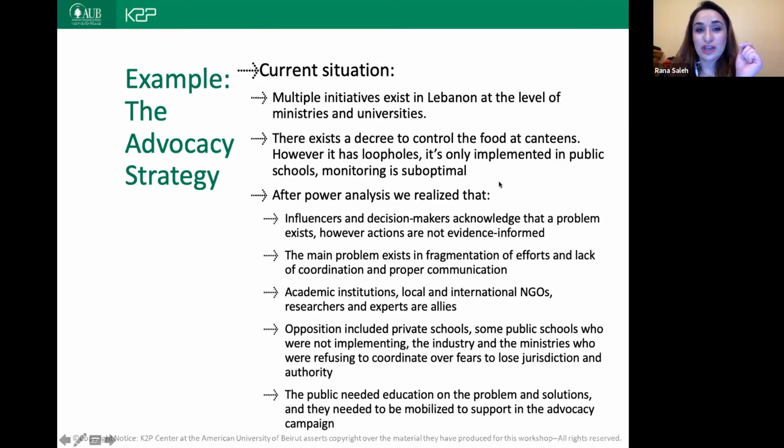So ideally you would change a decree into a law, which becomes harder for any policymaker to change as they move on. And even the decree that was available has a lot of loopholes because it's only implemented in public schools and not in private. And in Lebanon, more than 60 to 70% of students are in private schools. And as such, there is no monitoring for the private schools besides the voluntary monitoring of some schools who opt for a healthy school environment.